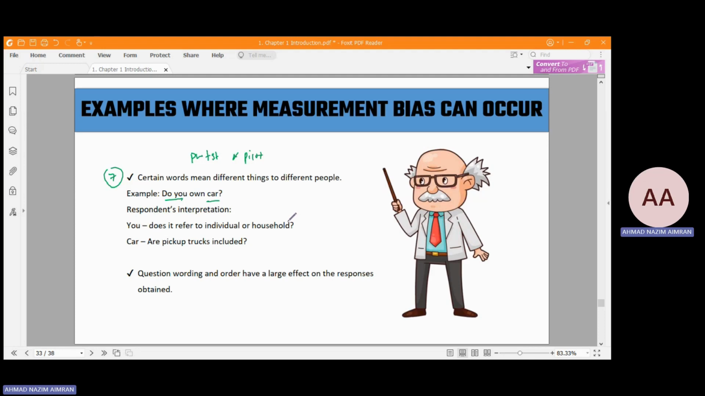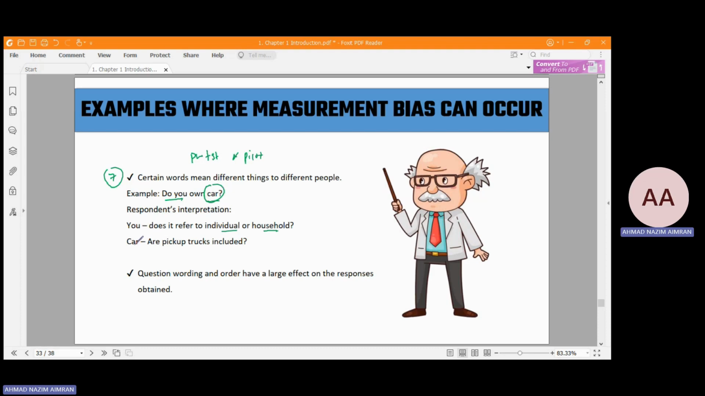For example, does it refer to the household? Is this car owned by the family or the individual respondent? If he or she doesn't own a car, and his or her family does own a car, what happens is he or she might respond yes, even though the question is specifically asked of her.